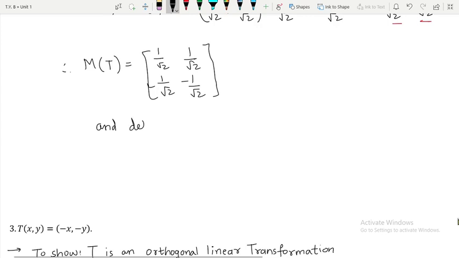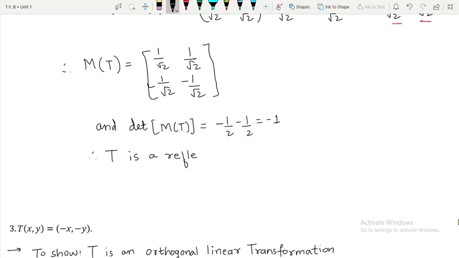The determinant of this M of T is equal to what? It is minus half, which is minus 1. Therefore T is a reflection in this case. Therefore T is a reflection. So we are supposed to find the line of reflection, right?